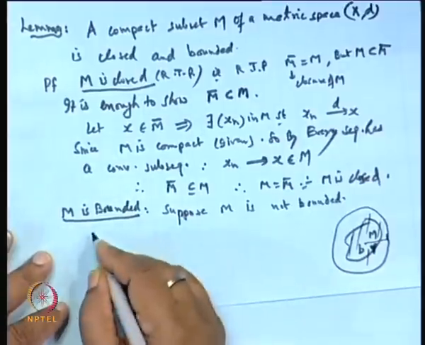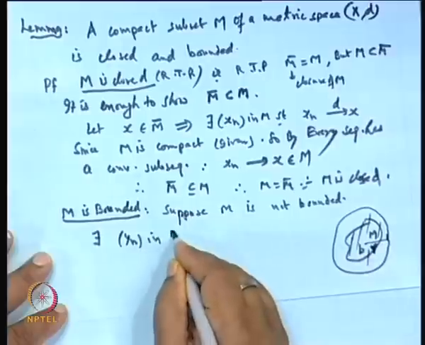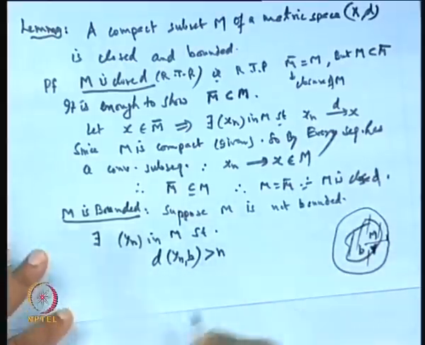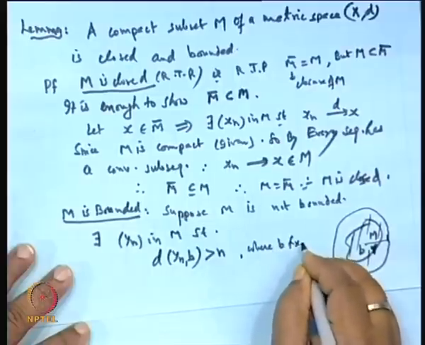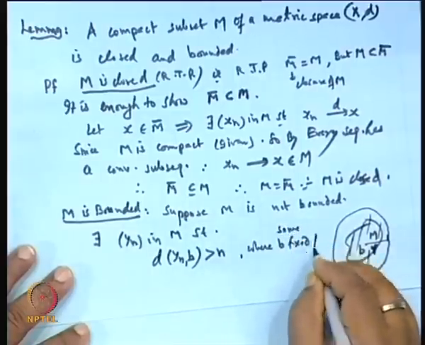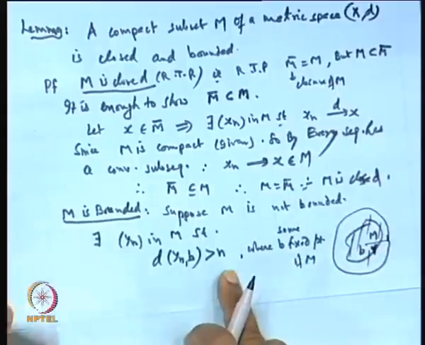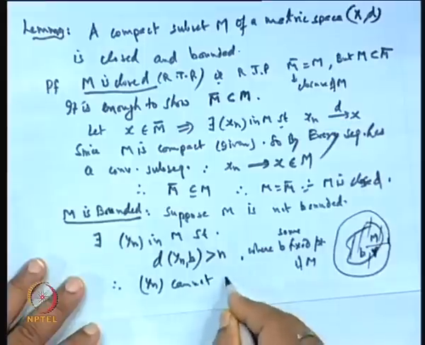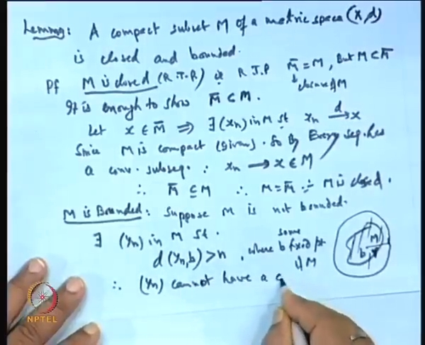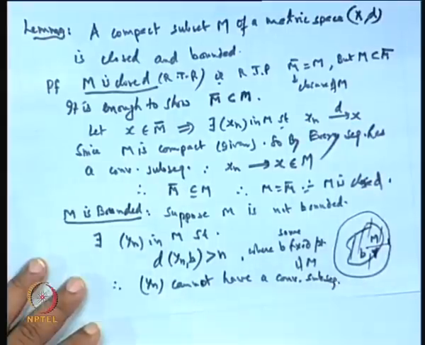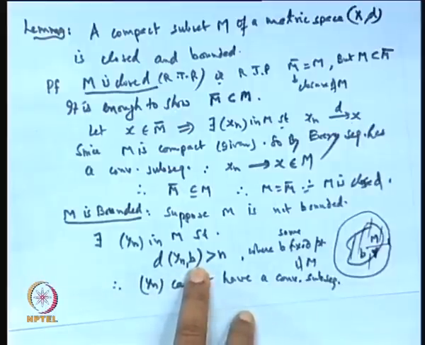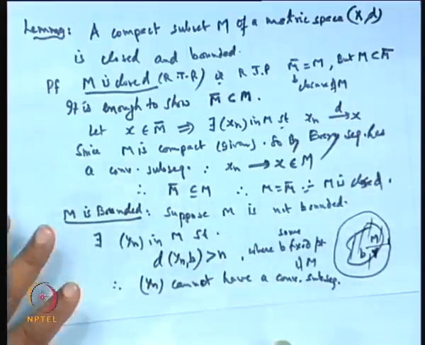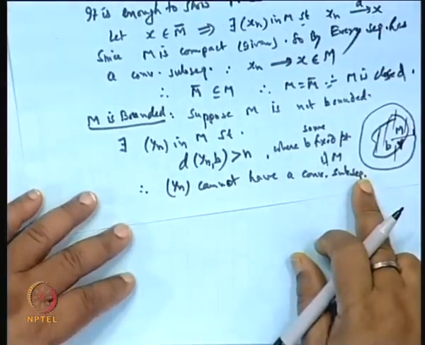Okay. So, if M is not bounded, it means there exists a sequence y_n in M such that the distance of y_n from some fixed point B is greater than n, where B is a fixed point and y_n is some point of M. So, as n increases, the distance keeps on increasing. Therefore, this sequence y_n cannot have a convergent subsequence, because if it has a convergent subsequence, its distance from B cannot be arbitrarily large. It will always converge to a certain point and the distance will remain less than a finite number. So, this shows this sequence y_n cannot have a convergent subsequence.